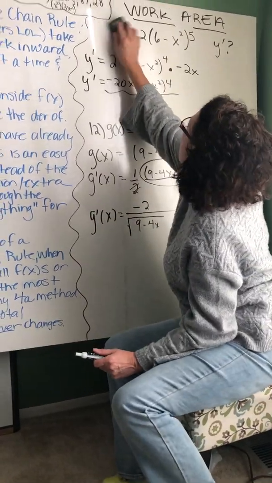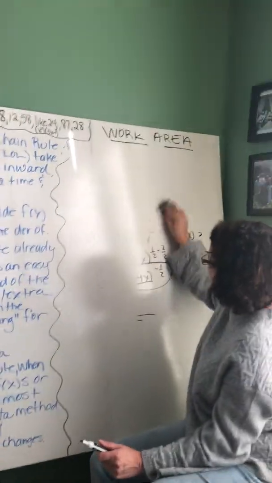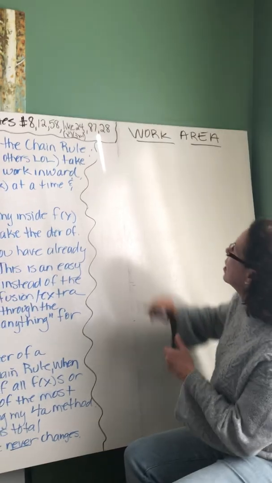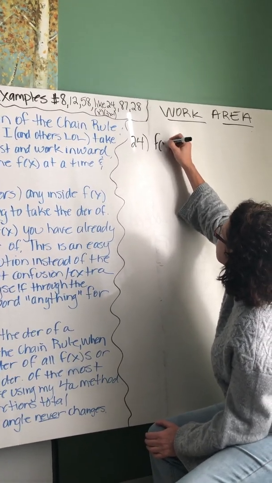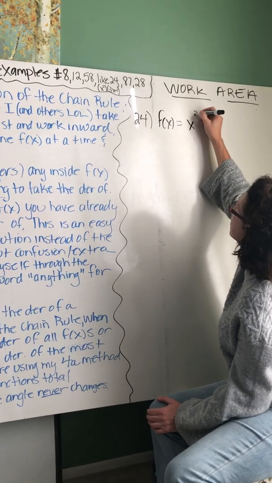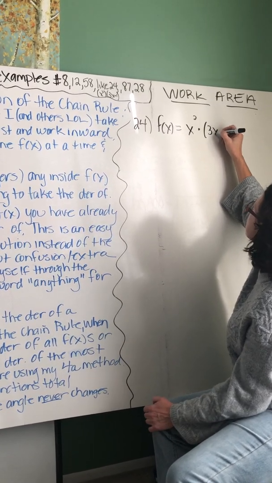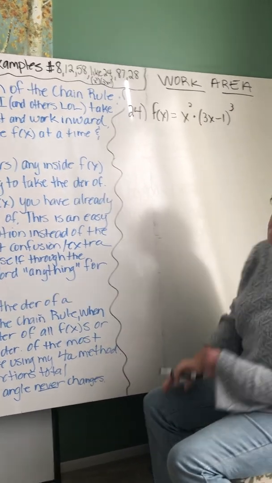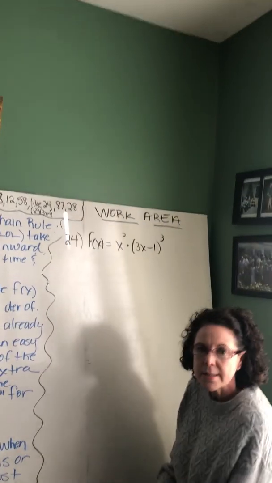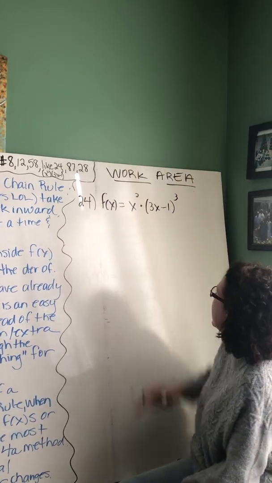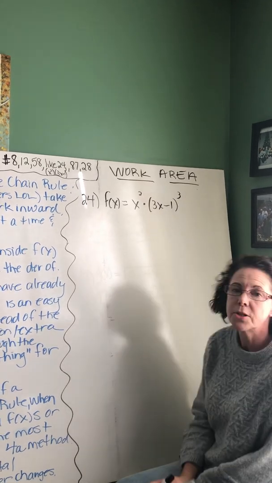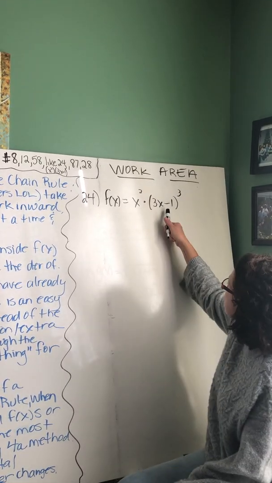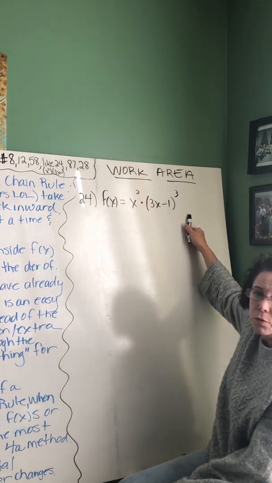All right, next, we're going to do one like number 24. Number 24. Let's say you have f of x equals x squared times 3x minus 1 cubed. Let's take a close look at this. Notice that when you scan the function f of x, you do see a composed function. This linear function is inside this cubic function, right? But this composed function is only part of the whole function.